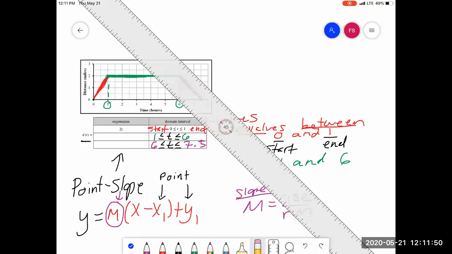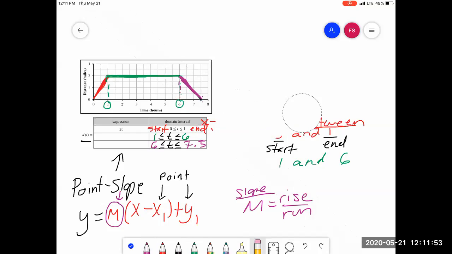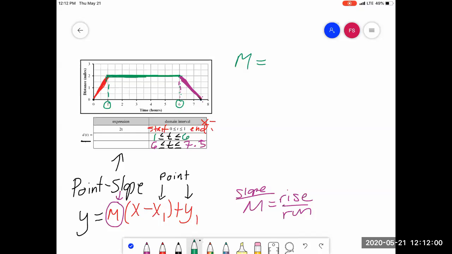So I'm going to go ahead and erase some of this to give us a little bit more room. And we're going to start by finding the slope, our m value, for the green section. So we know slope is rise over run. And here our run, we can just count. We go from 1 to 6. So we're going 1, 2, 3, 4, 5 over. But if we're not going up in the green section and we're not going down and we're just staying steady, that rise is going to be 0. We're not going up and we're not going down. So 0 divided by 5 gives us a slope of 0.